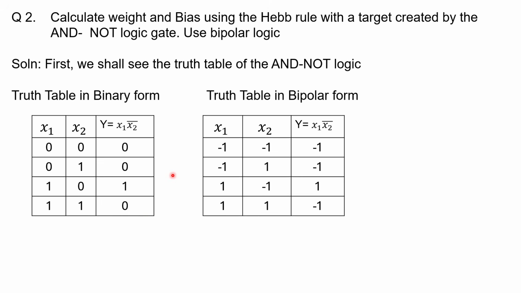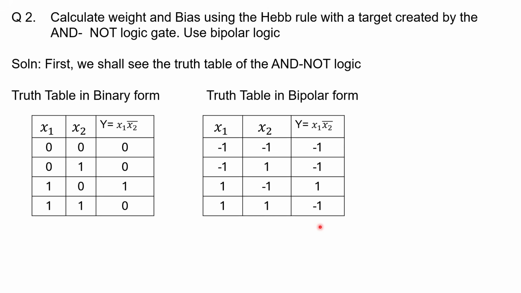The same can be converted into bipolar form. In bipolar form, zeros are represented by -1. So the 0 here will be represented as -1, and similarly this 0 is represented as -1. So the truth table is as follows: -1, -1, -1; -1, 1, -1; 1, -1, 1; 1, 1, -1.